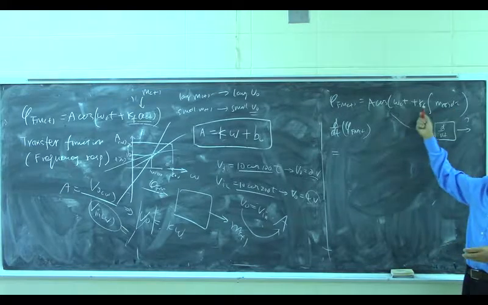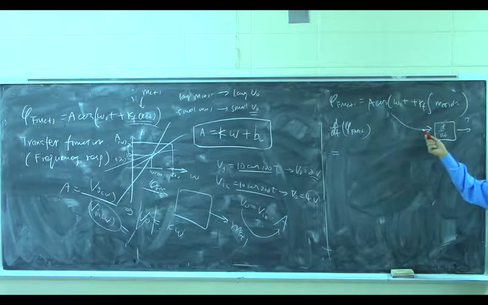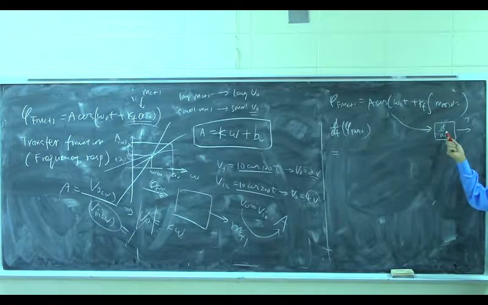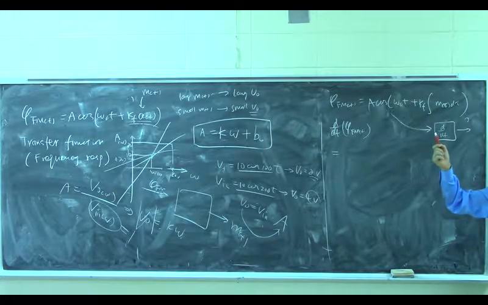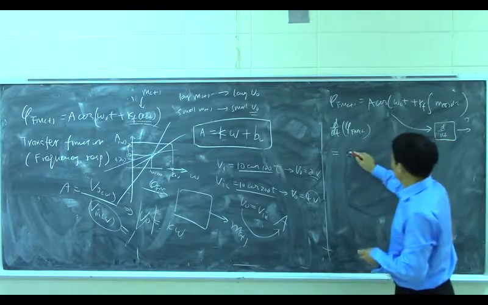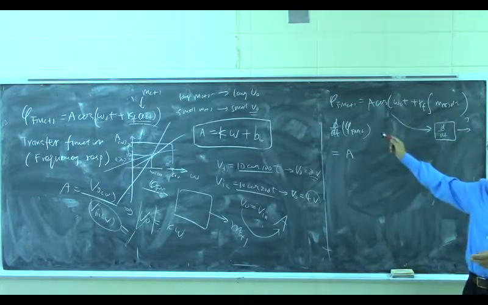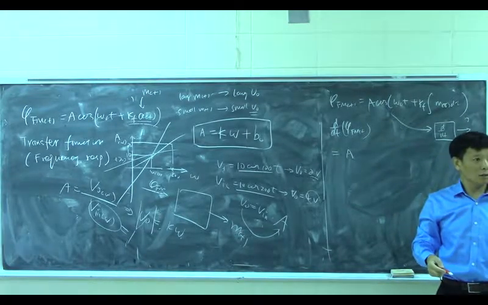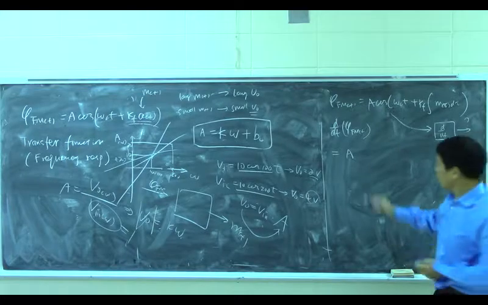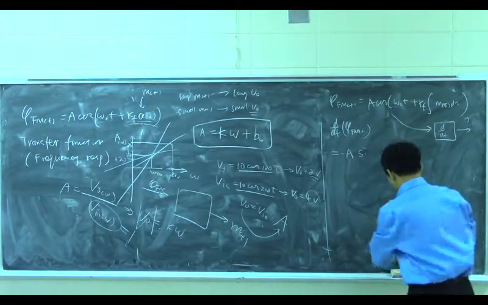This is the FM modulated signal as the input to the differentiator. What is the output? Just differentiation. What is it? This one equals A, right? Constant here. Cosine function differentiator gives us a what? Negative sine function. Okay, negative sine function.